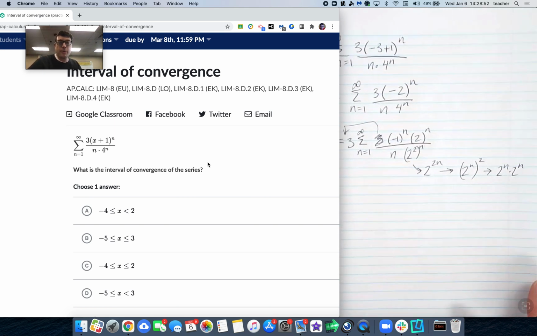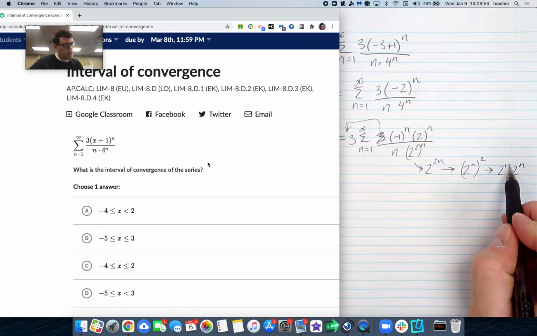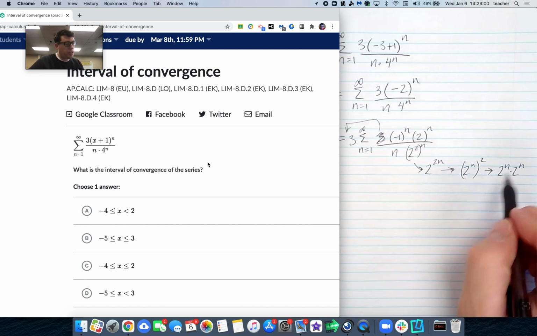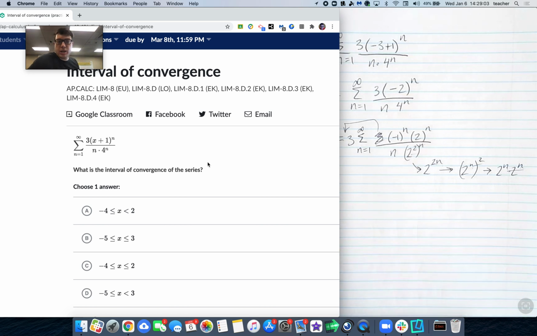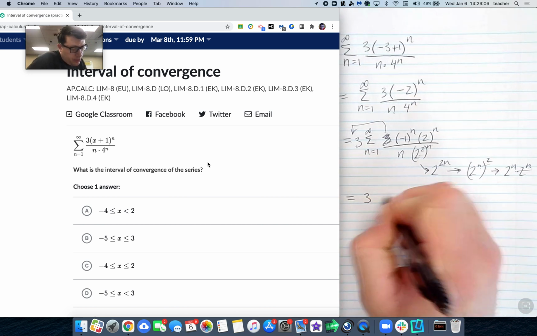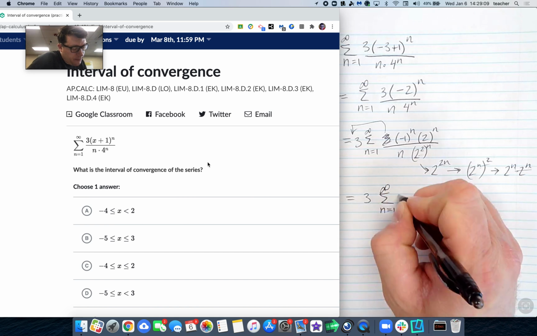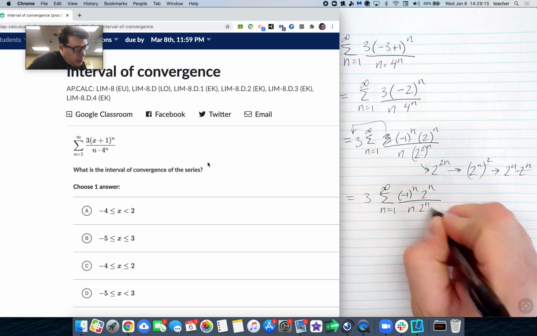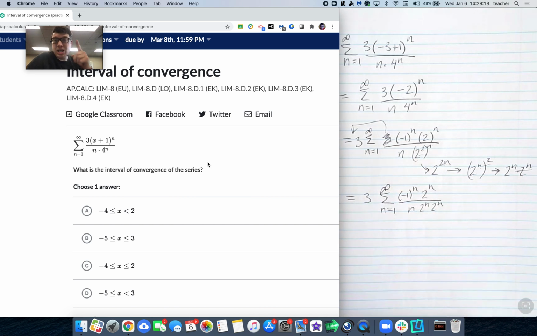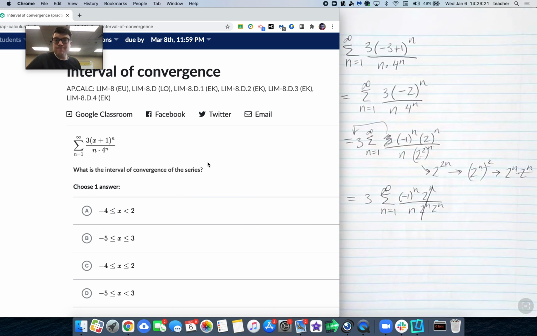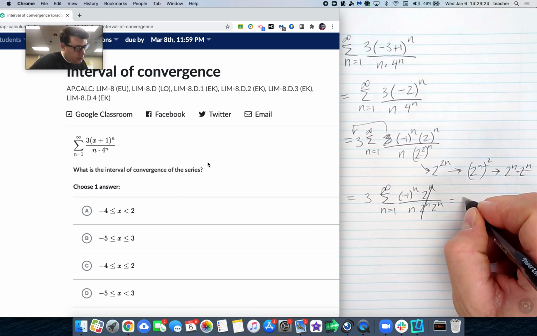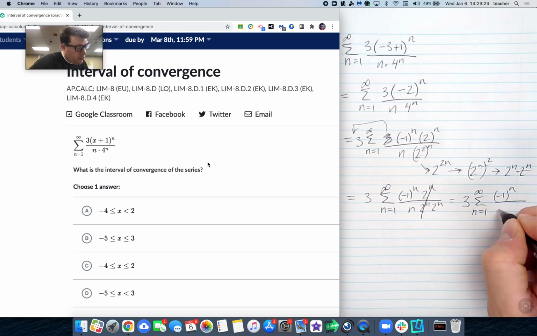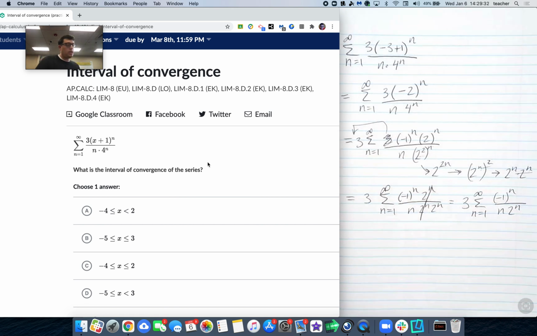And now I can slide my paper over so you can see it. Yeah, let's check. So this is n plus n, which is 2n, n times 2, 2n, 2 times n. Yeah, these are all the same, and I wanted that for this reason right here. Equals 3 times the summation of n equals 1 to infinity of negative 1 to the n times 2 to the n over n times 2 to the n times 2 to the n. Look at that. Those cancel. And I'm left with 3 times the summation n equals 1 to infinity of negative 1 to the n over n times 2 to the n.